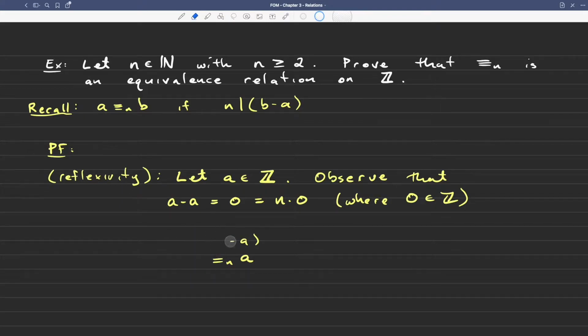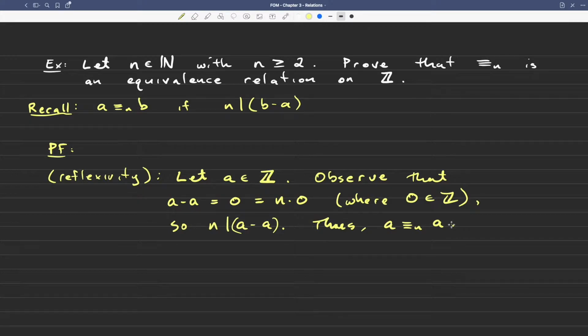I'm going to erase the target stuff here now. So since I know a minus a equals n times 0, where 0 is an integer, I can see that n divides a minus a. Hopefully that's clear. I've got a minus a is n times 0. That's exactly what it means to say n divides a minus a, because I've expressed a minus a as n times an integer. Thus, a is congruent modulo n to a.